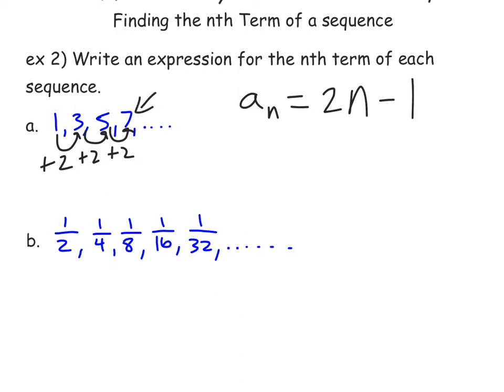So for example, I saw here that the fourth term was 7, right? So if I were to double 4, that would be 8, minus 1 would be 7. Same thing happened with 5, that I saw that the third term of the sequence was 5. You know, double 3, we get 6, take away 1, and you got your 5.